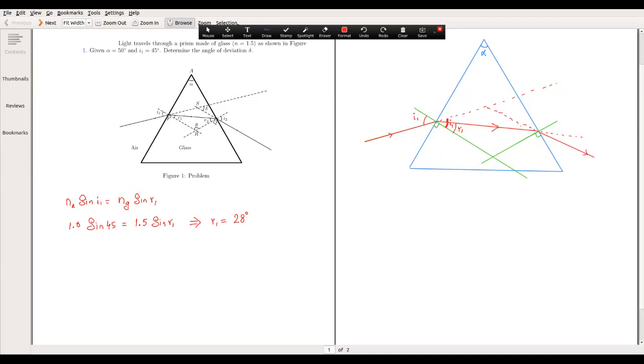So the ray itself goes there. And this angle, where originally it should have been going in this direction, but instead it is going this way. The angle between the original angle of incidence and the final angle of refraction is the angle of deviation. So that's angle delta. That's what we're interested in calculating.